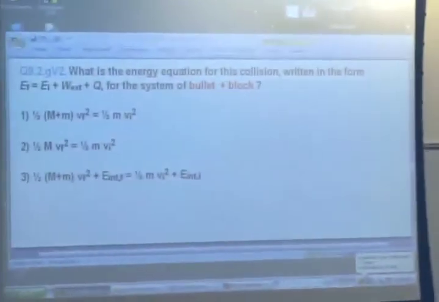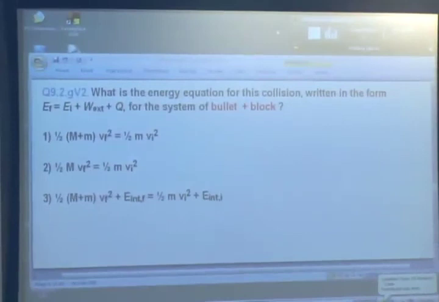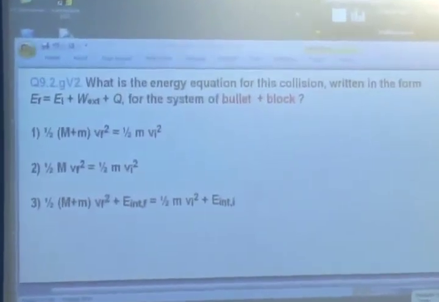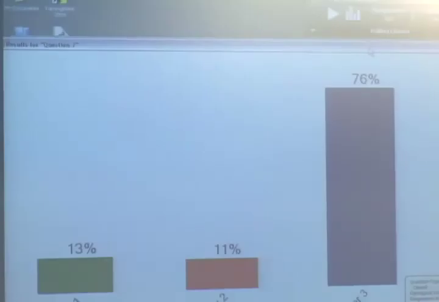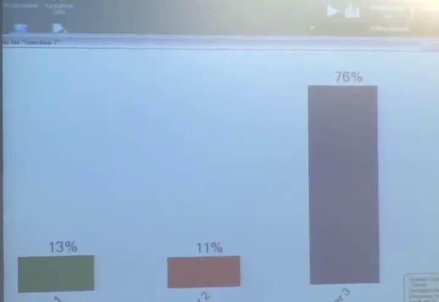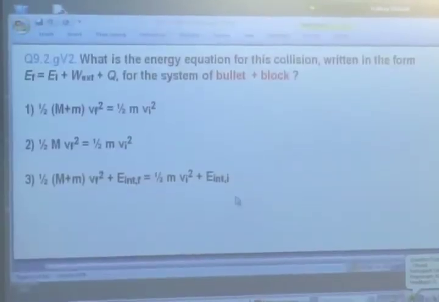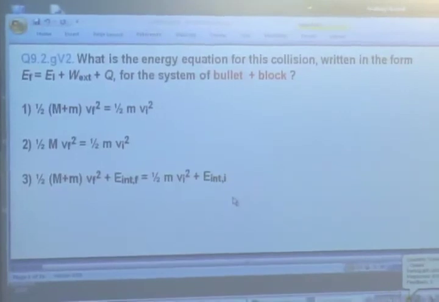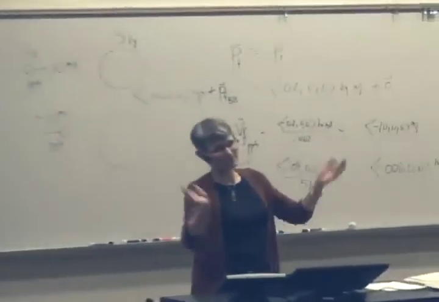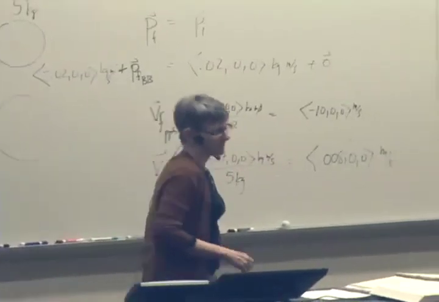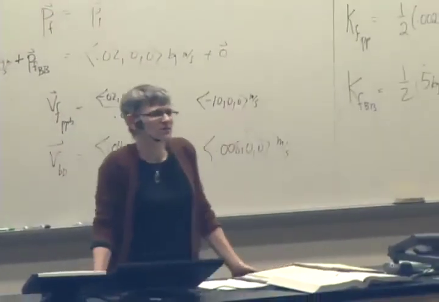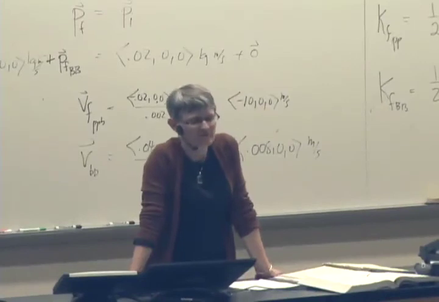So what's the energy equation for this collision that we'd use here? Okay, good. So you pick equation 3 because it's consistent with what you said in the previous question, right? If the internal energy changes, then we better include internal energy in this energy equation. And what about momentum? Does the momentum of the system change? No.